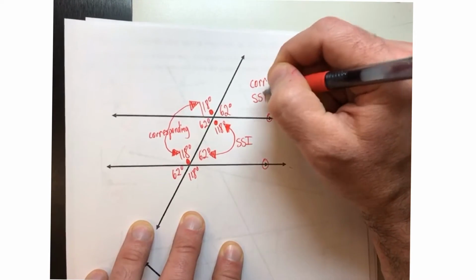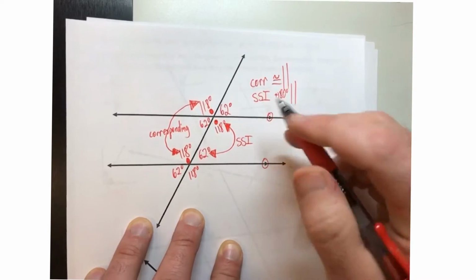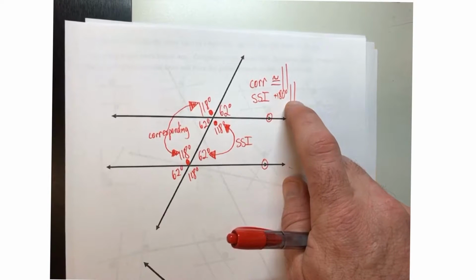Okay, these are same side interior. So I'm going to say it like this: same side interior angles, and I'm just going to write add up to 180. We'll write supplementary in a little bit. If the lines are parallel, same side interior angles add up to 180.